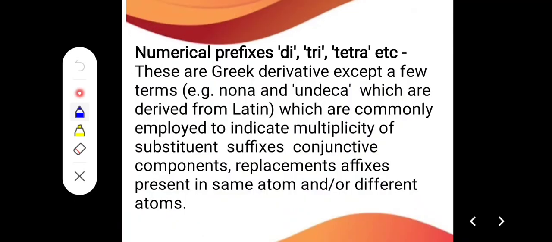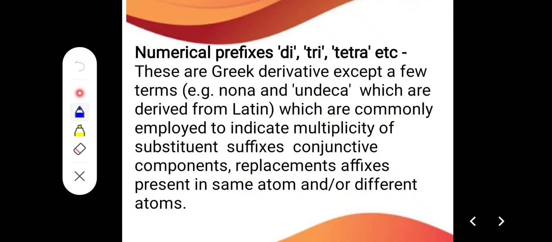Now the numerical prefixes are di, tri, tetra. Okay, these are Greek derivatives except a few terms, that is nona and deca, which are derived from Latin words. In chemistry many of the terms come from Greek and many of the terms come from Latin words. So most are Greek derivatives, except a few terms, nona and deca, which come from Latin, and which are commonly employed to indicate multiplicity of substituent suffixes, conjunctive components.